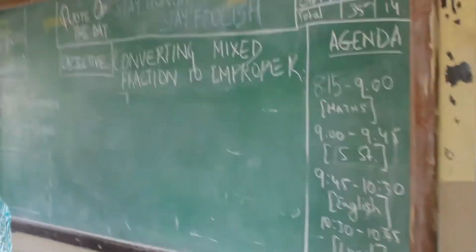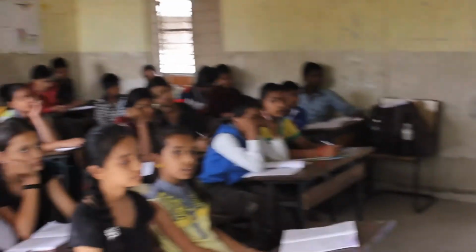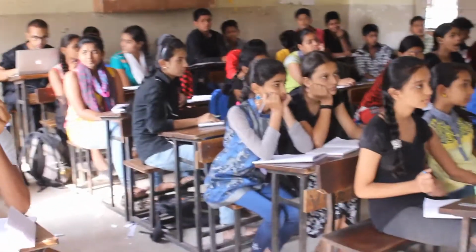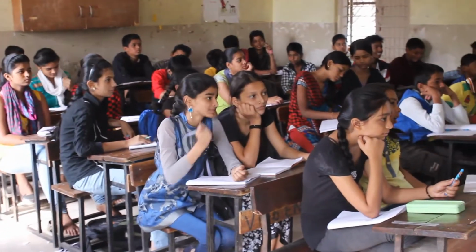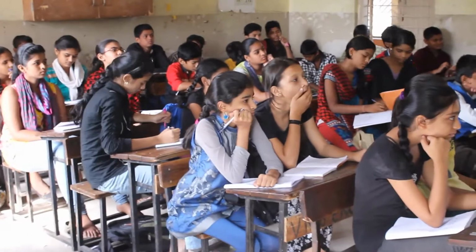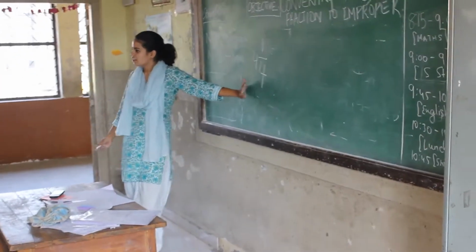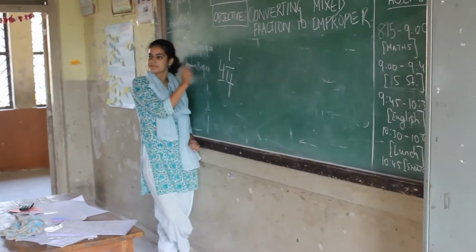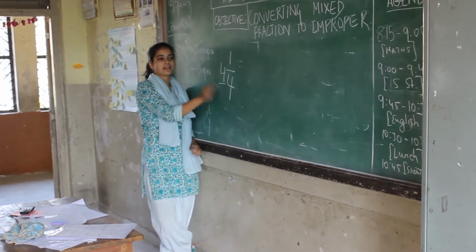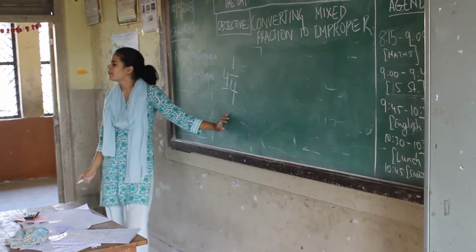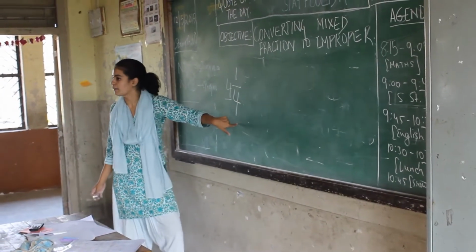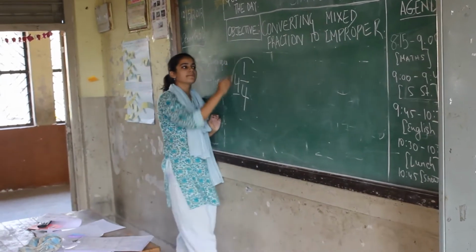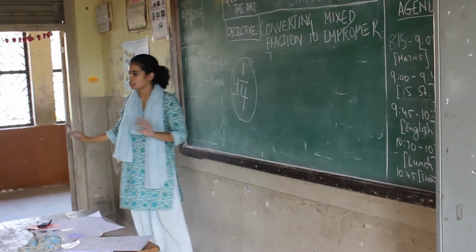Okay, so now, the example I am going to take is 4 and 1/4. This is a fraction? Yes. We have a whole number part? Yes. We have a proper fraction part. So totally we have a mixed fraction.